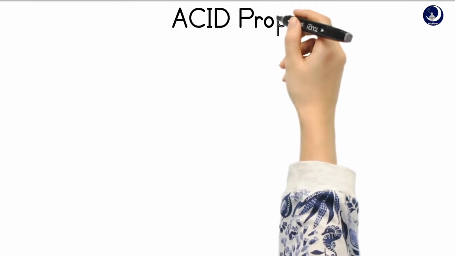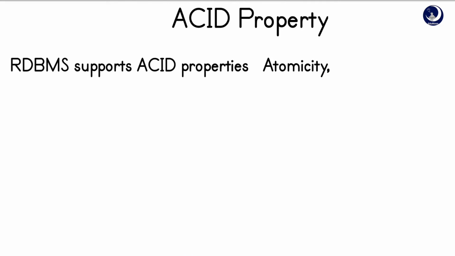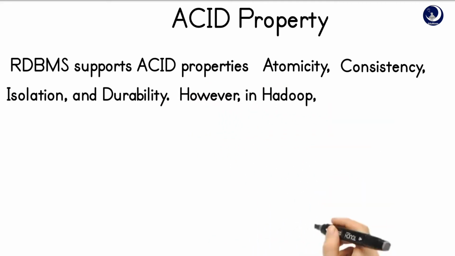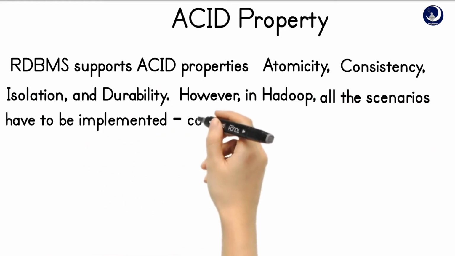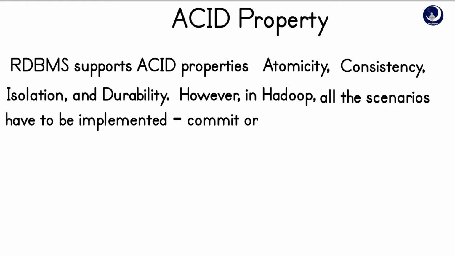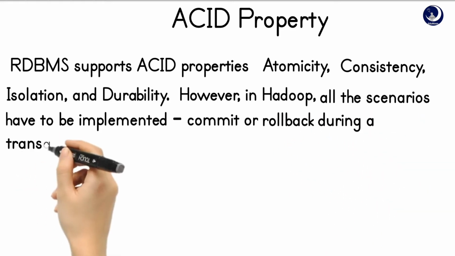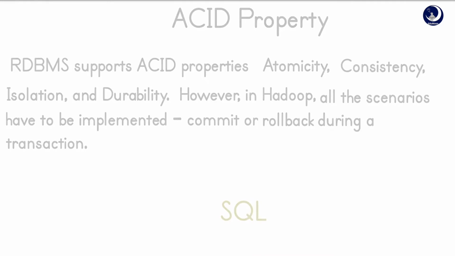The other important aspect which has to be discussed is the properties of data. RDBMS supports ACID properties, that is atomicity, consistency, isolation, and durability. However, in Hadoop, all these scenarios have to be implemented by the programmer explicitly. That is, even the commit or rollback commands, which are run during a transaction, have to be implemented by the programmer. So, even in this scenario of difference, SQL has the upper hand over Hadoop.